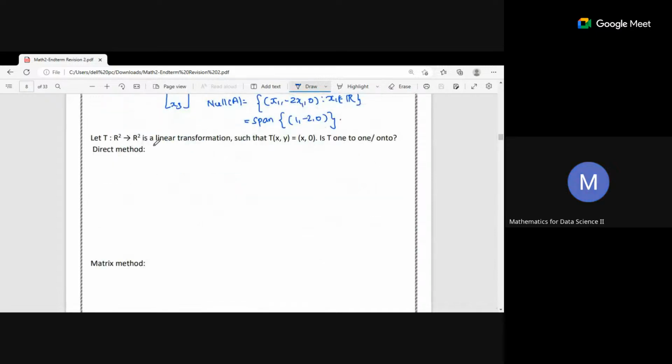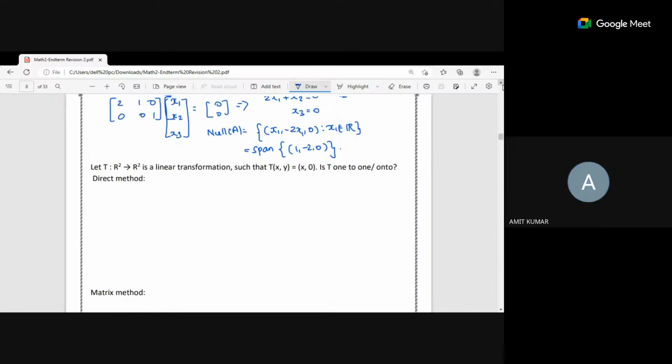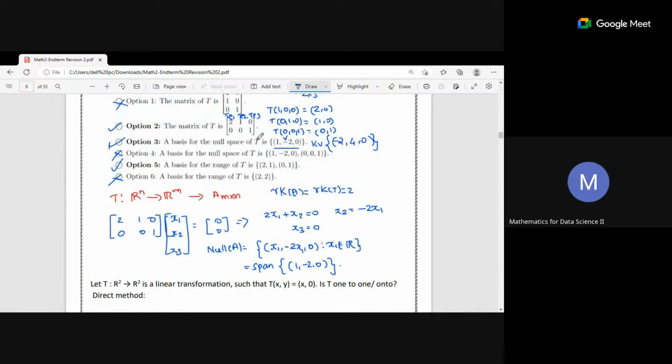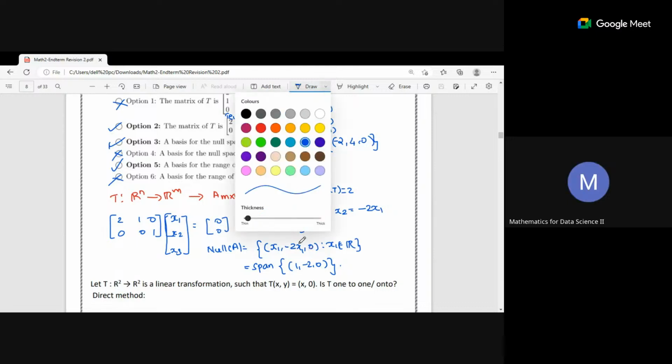Okay. So let T from R2 to R2. Excuse me, ma'am, in the previous question, in option number 4, x2 is dependent from the matrix. The dependent is x1, and x2 is equal to minus x1. Then here x1 is independent. Whatever we want, we can put the value of x1. Yes, you can put any value for x1.